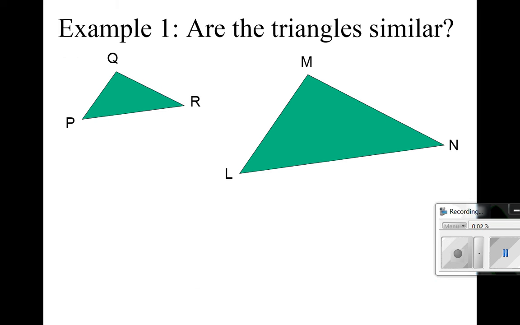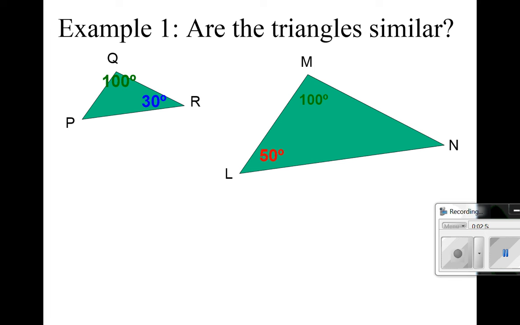Here's example 1 we're going to put in our notes. Are the triangles similar is our question. First thing we need to do is draw the triangles and label them. And then we're going to be given these measurements. Because we already learned that the angles of a triangle have to add up to 180 degrees, we know what the measurements are for the missing angles.